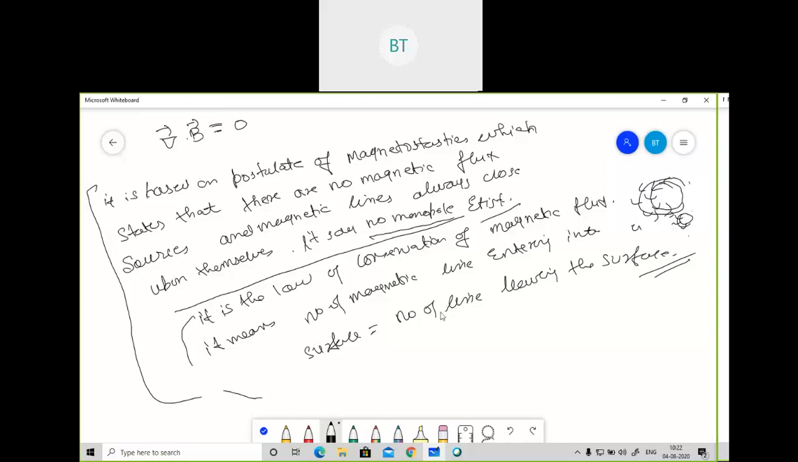So based on this statement, I will write here that B dot ds is always equal to 0. How much is entering, that much is coming out. So this is the mathematical form of this statement. So B dot ds, the magnetic flux, will always be equal to 0. So this is the magnetic flux, and it will be equal to 0. How will it be 0?